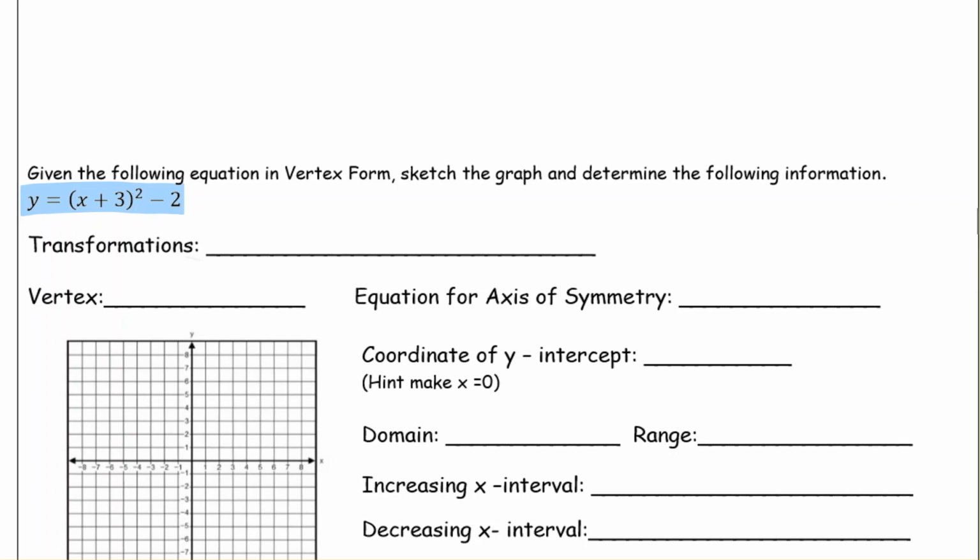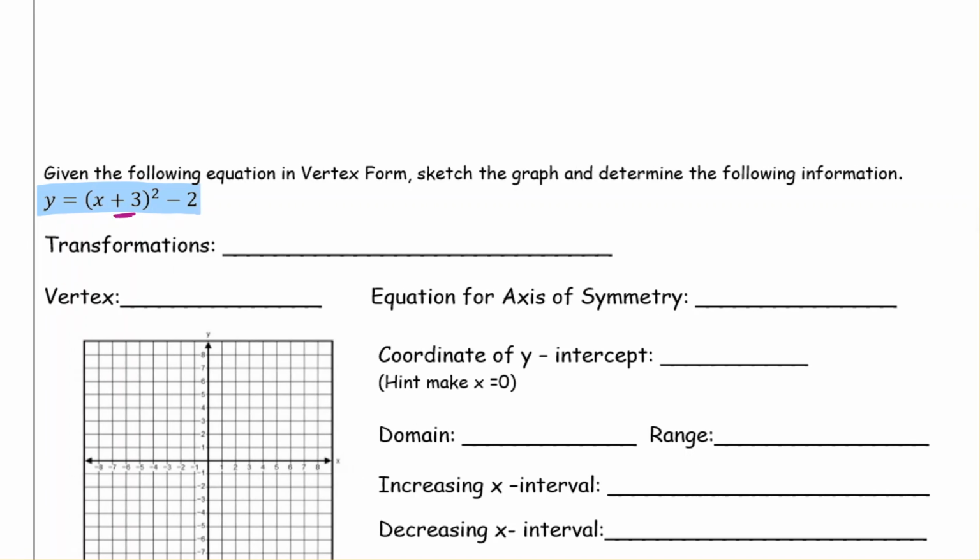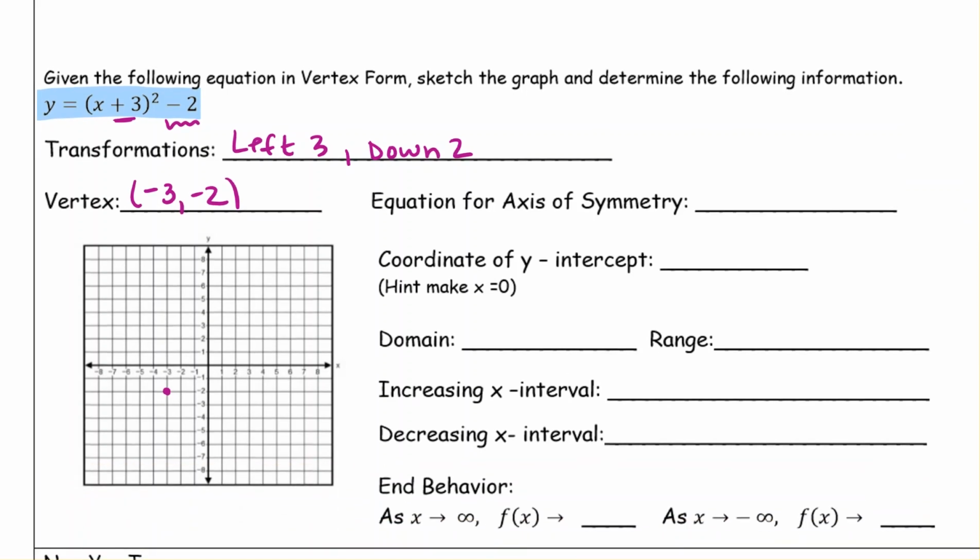Question number 1 is about the transformations. Remember, everything inside the squaring moves left and right. So a +3 would move the graph to the left 3, and a -2 on the outside would move the graph down 2. If I start at the origin, where the parent function is, and go left 3 and down 2, my new vertex is at -3, -2. I've gone down on my graph and plotted that point.